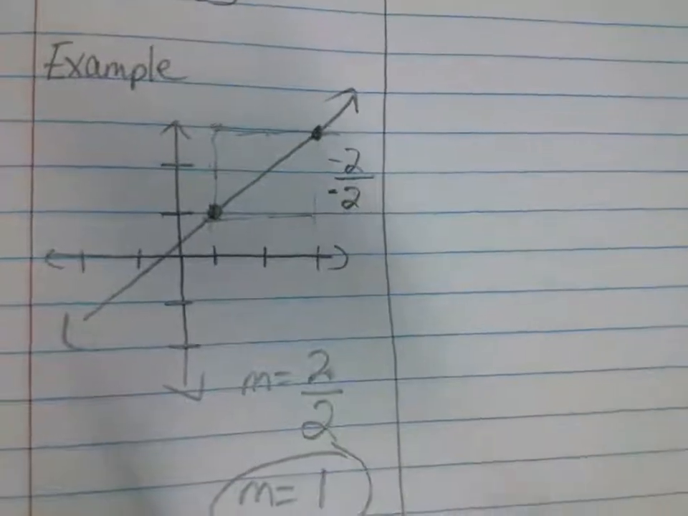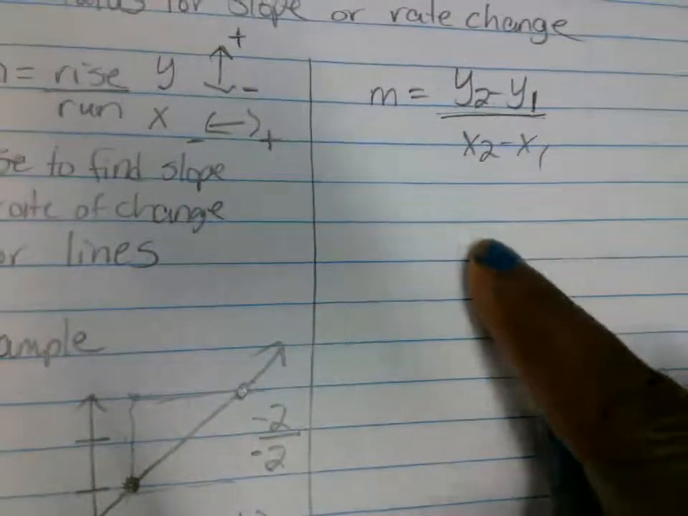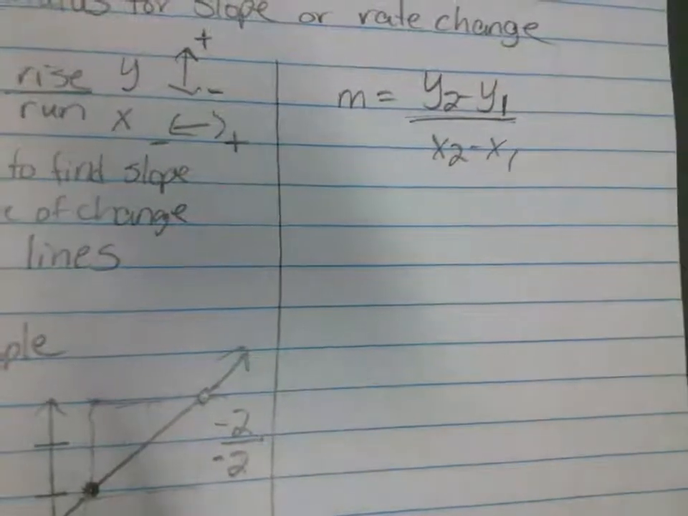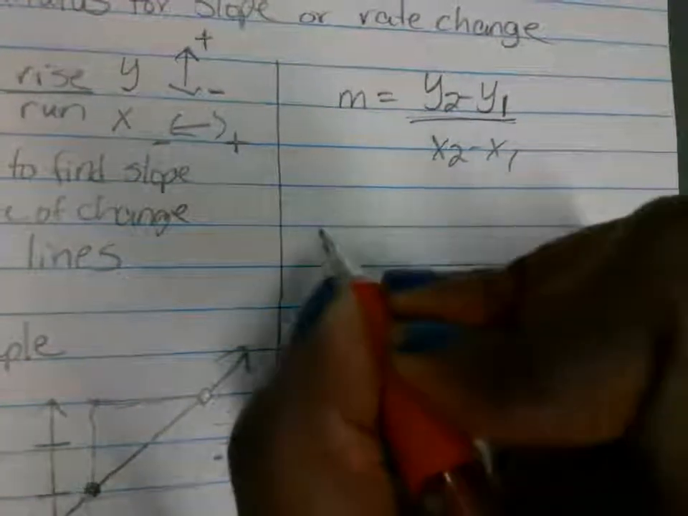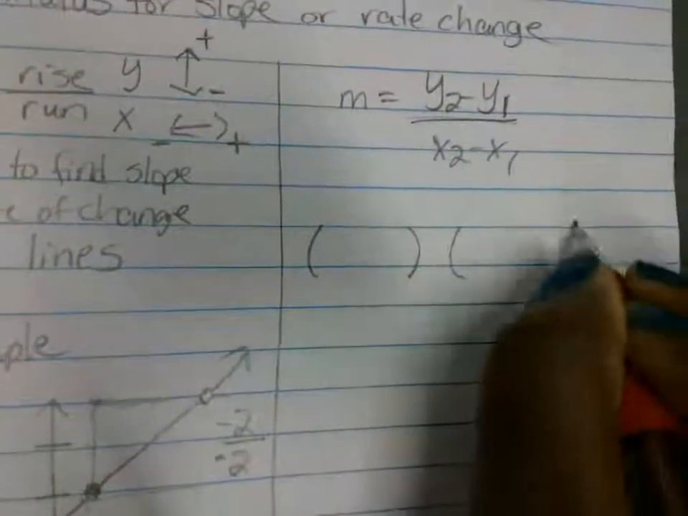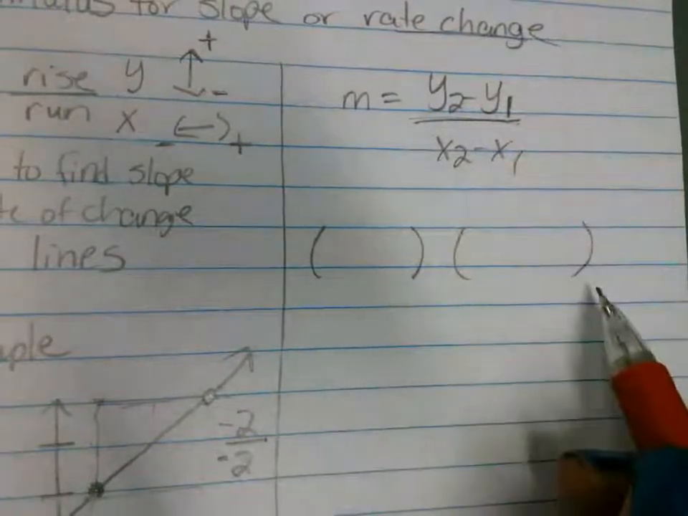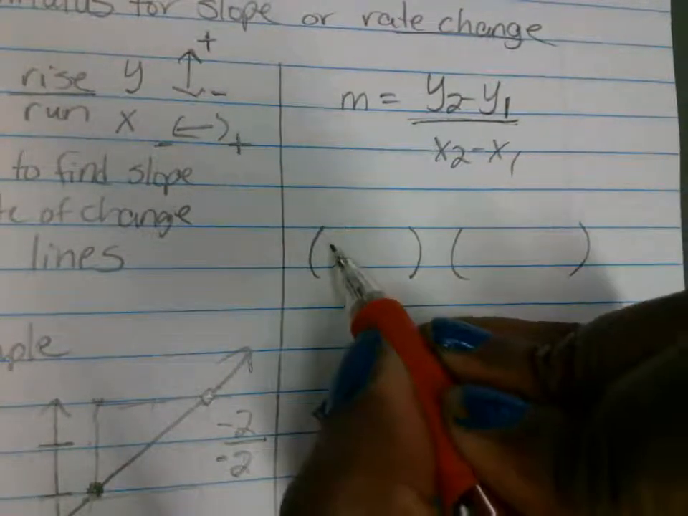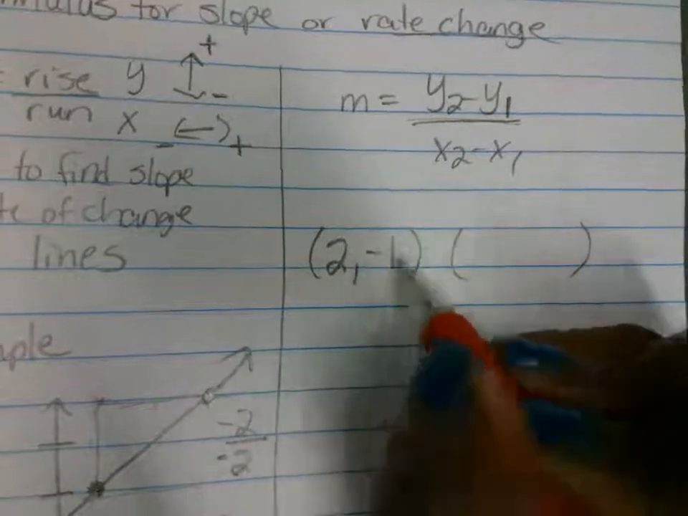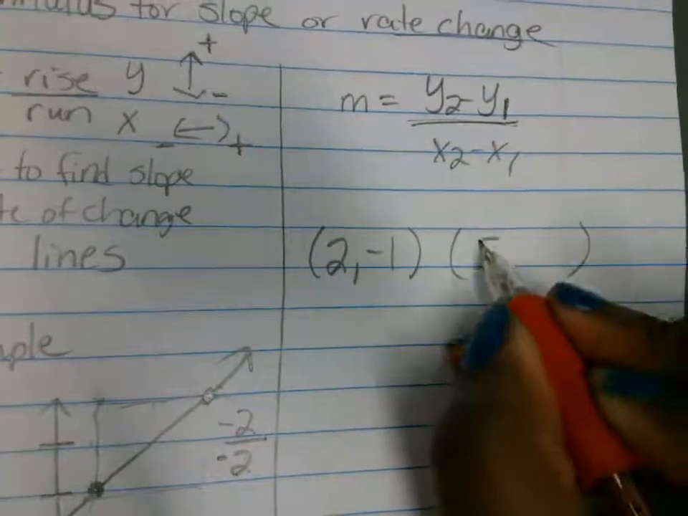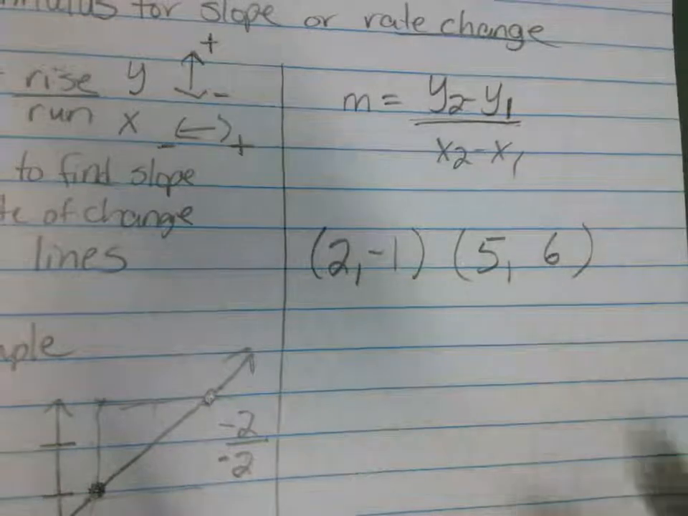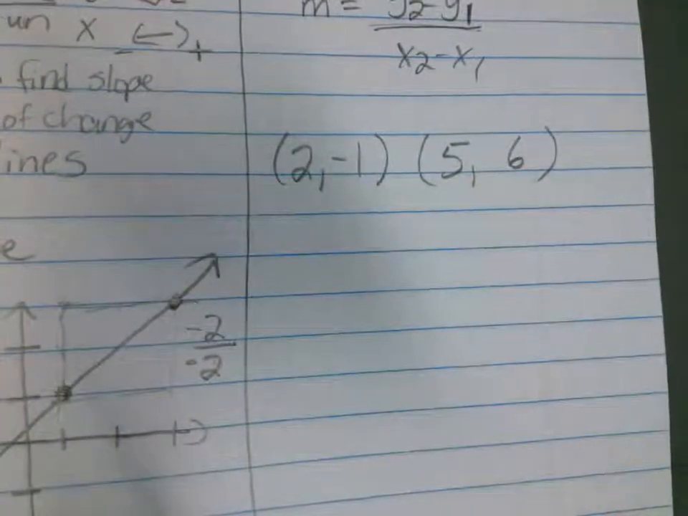All right, let's look at this one. When do I use this, Miss Reyes? When you are given 2 points. Suppose I tell you to find the rate of change or slope between 2 points. Maybe the 2 points 2 comma negative 1 and 5 comma 6. Let's find the rate of change between those 2 points. Go ahead and write it. I'll show you how to do it.